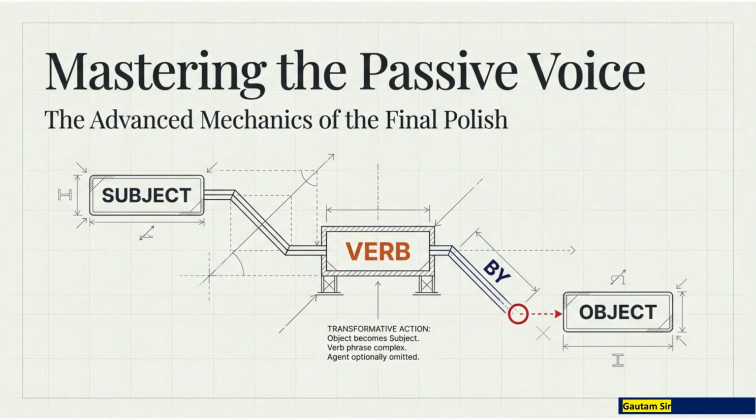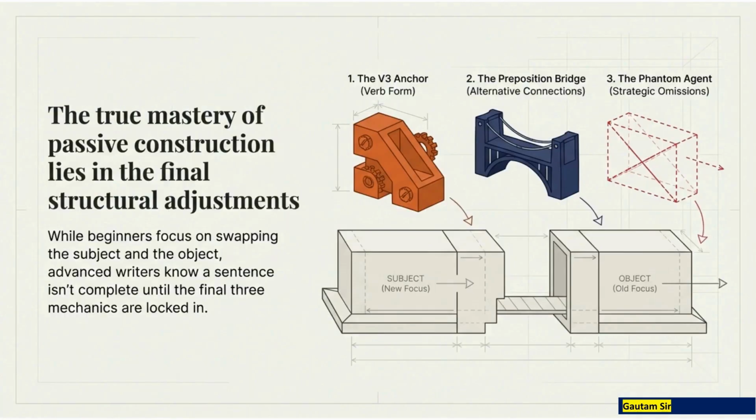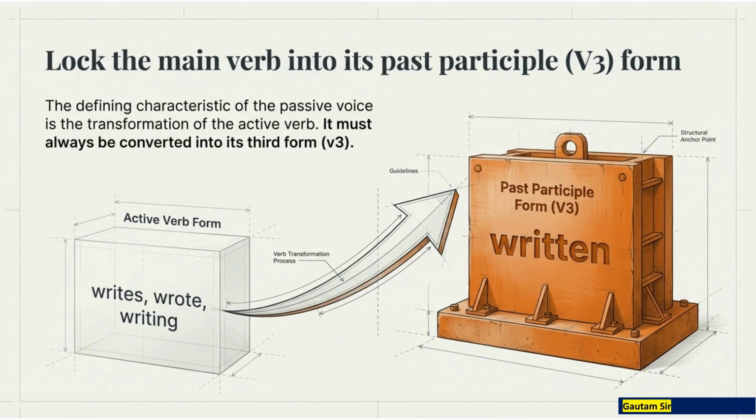The transformation is illustrated by the shift of the subject and object, with the verb phrase becoming more complex. True mastery lies in the final structural adjustments beyond simple swapping. Advanced writers focus on three key mechanics: the V3 anchor, the preposition bridge, and the phantom agent. The V3 anchor confirms that the main verb must always be in its past participle form. This is the unchangeable core of the passive structure.